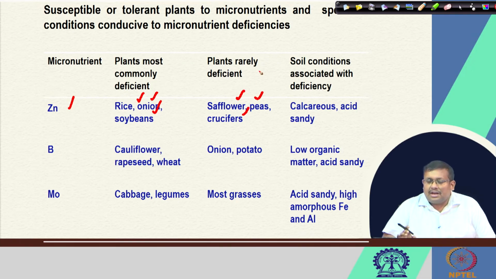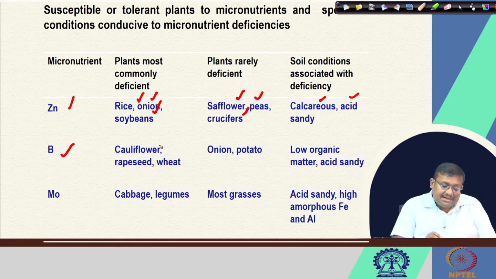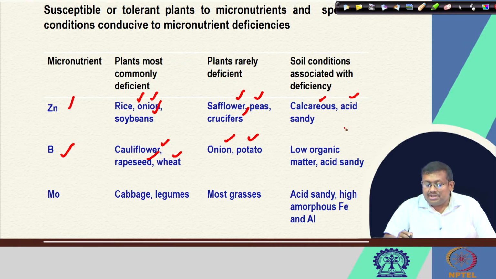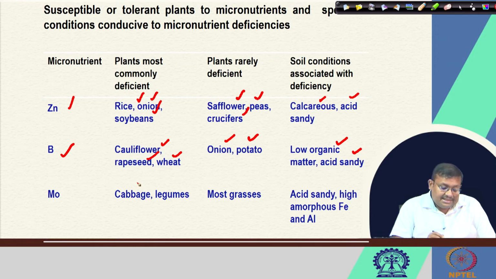Crucifers means mainly the cauliflower, and the soil conditions associated with the deficiency are calcareous and acidic sandy soil. So, in calcareous and acidic sandy soil, you can see the micronutrient zinc is deficient. For boron, the plants most commonly deficient are cauliflower, rapeseed and wheat, and plants which rarely show deficiency symptoms are onion and potato, and the soil conditions generally associated with deficiency are low organic matter and acidic sandy soil. In case of molybdenum, we can see the deficiency symptoms mostly in cabbage and legumes.